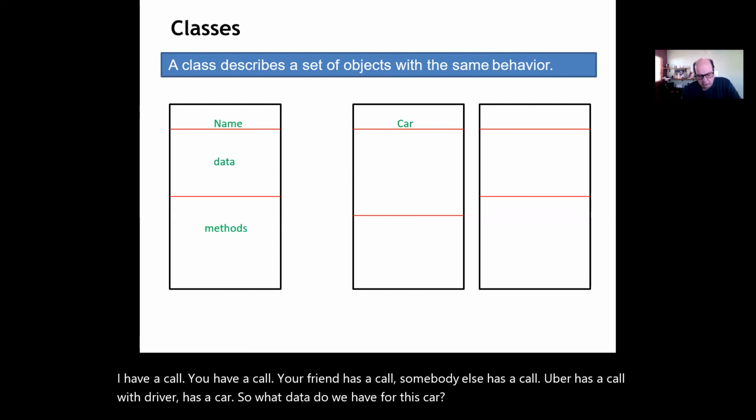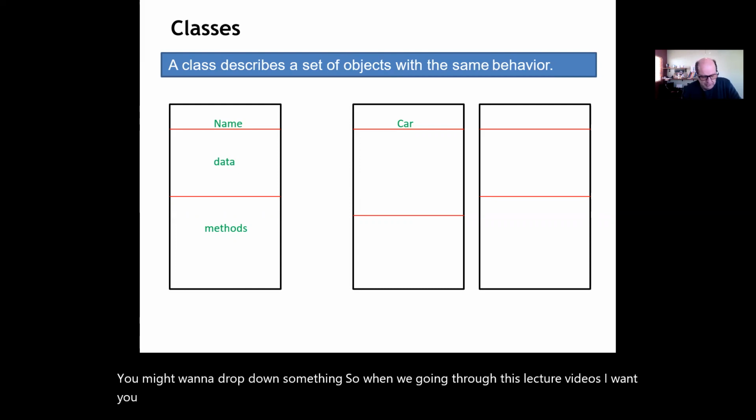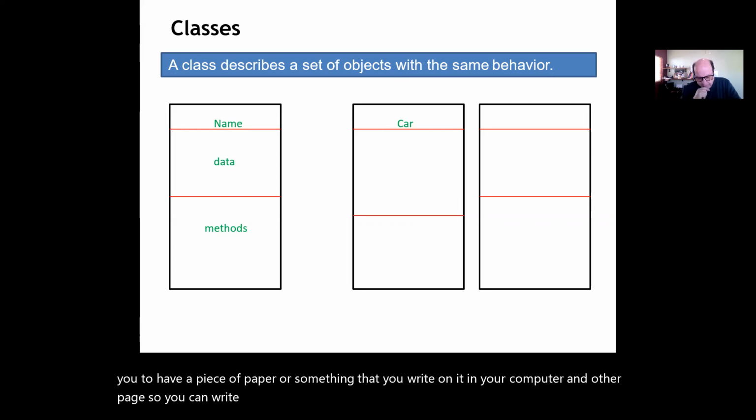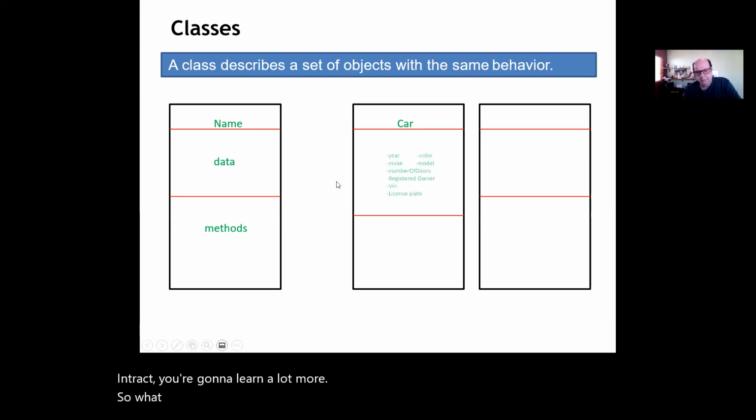You might want to jot down something. When we're going through these lecture videos, I want you to have a piece of paper or something, or another page on your computer, that you write on, so you can write down your own experience. When you interact, you're going to learn a lot more. So what kind of data do we have for a car?